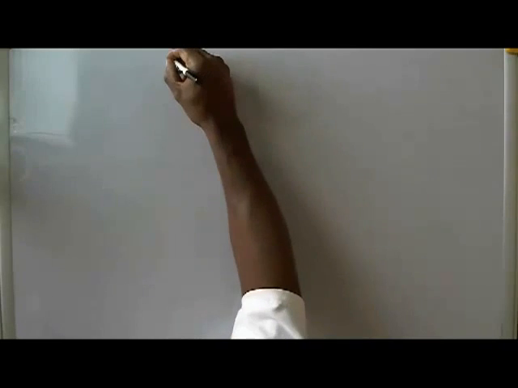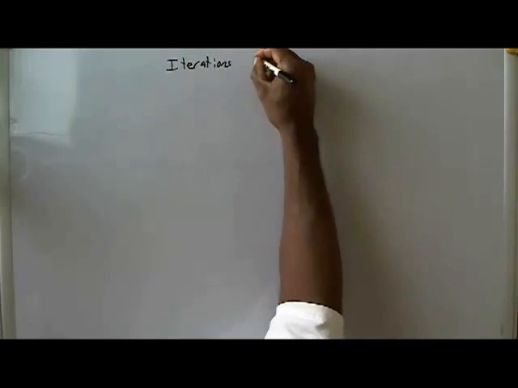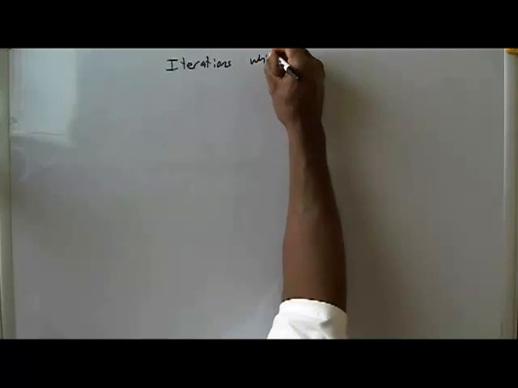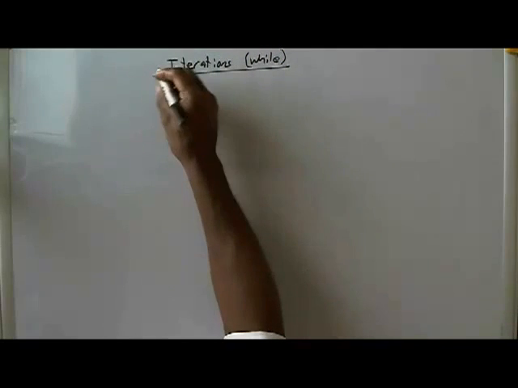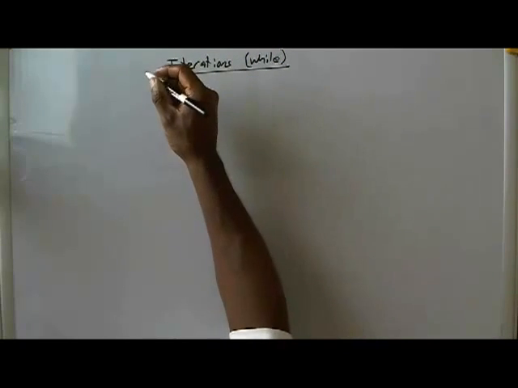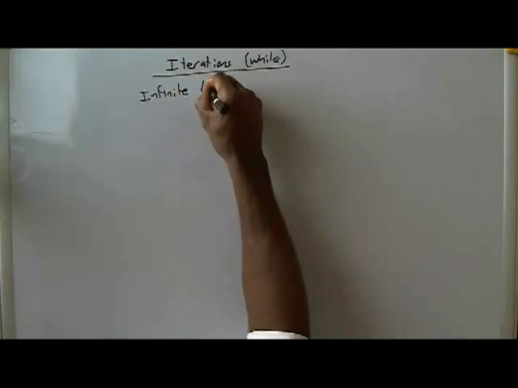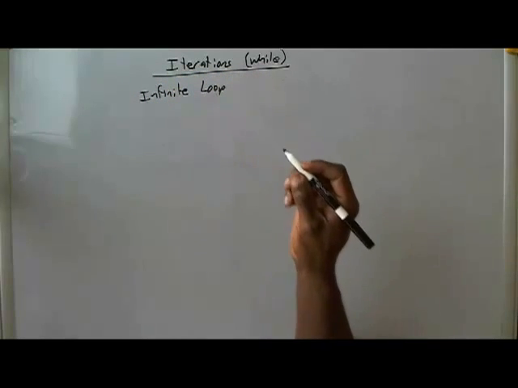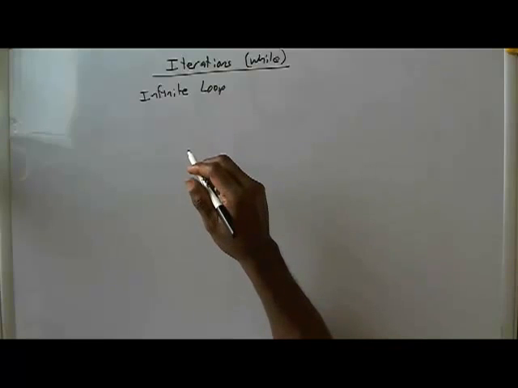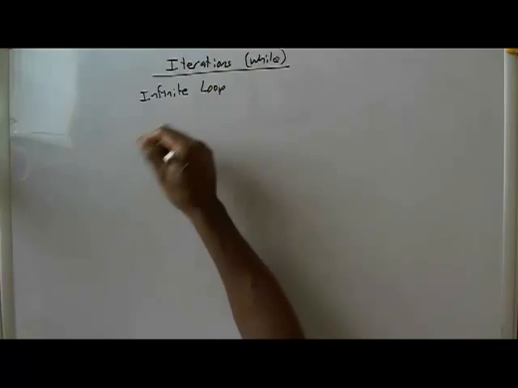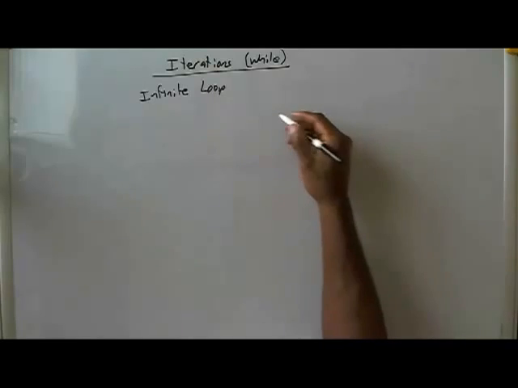So this part of the discussion about iterations using the while loop concerns this thing called an infinite loop. This is what occurs when the inspection part of the while loop never returns a false value. So let's just write some while code here.